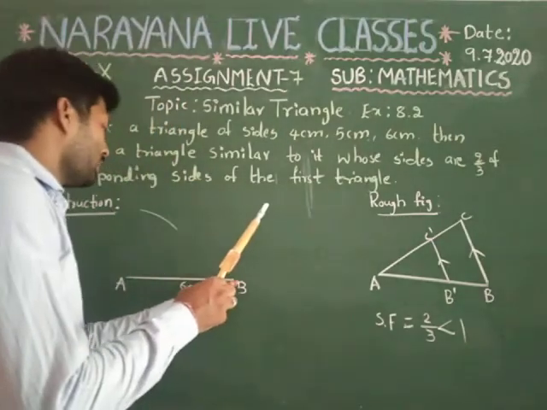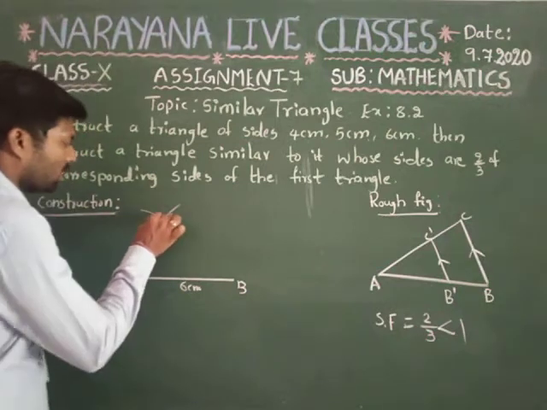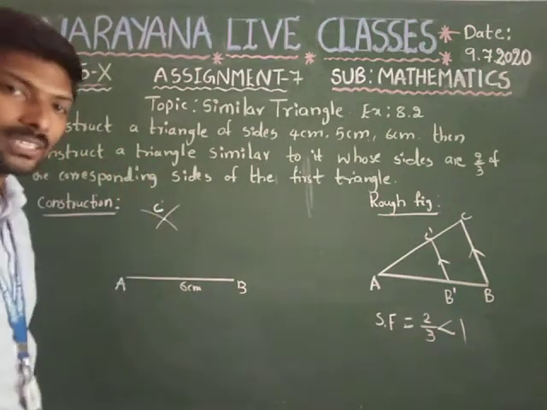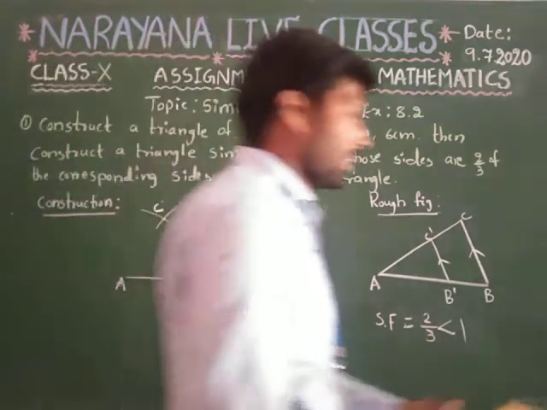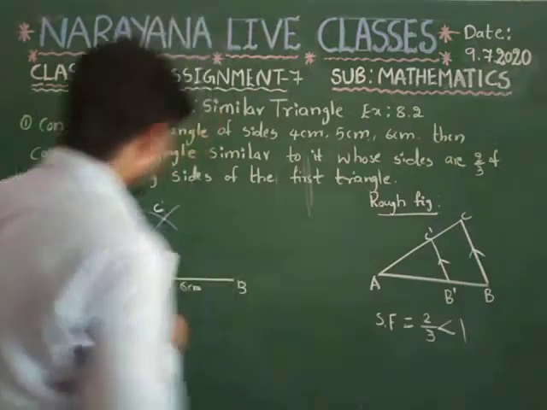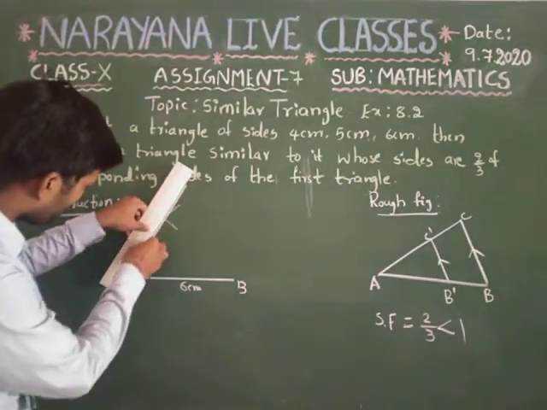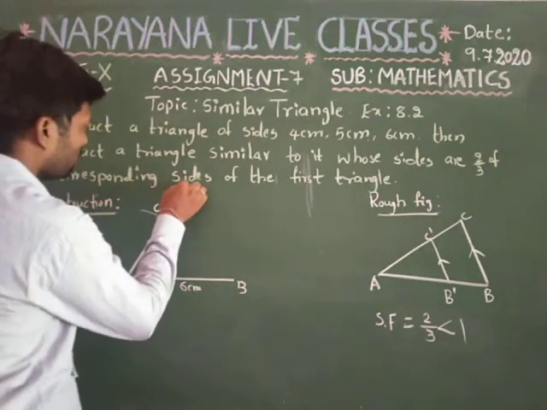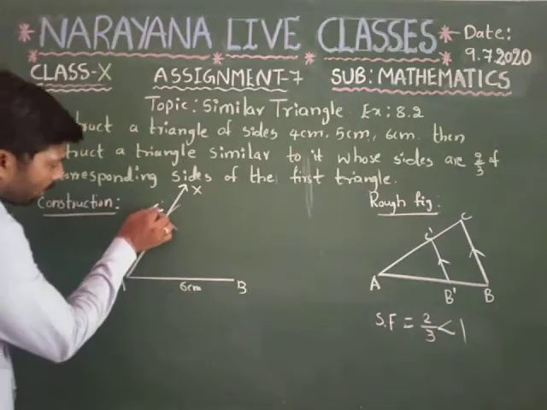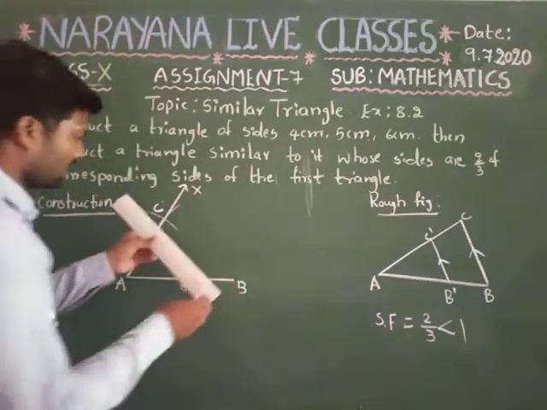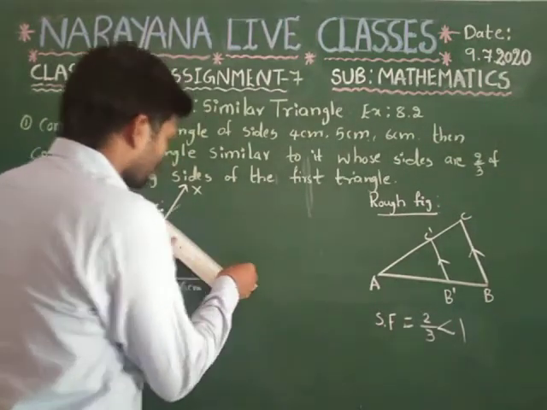Take point B as the center and draw an arc. The point of intersection of these arcs, let me take as point C. Now you have to join point A and C, drawing the ray AX. Now again join point C and B.